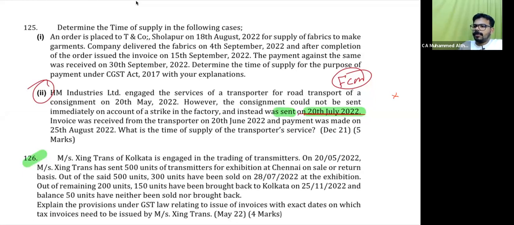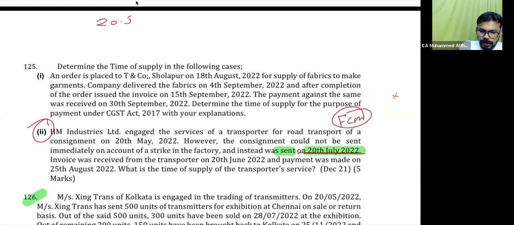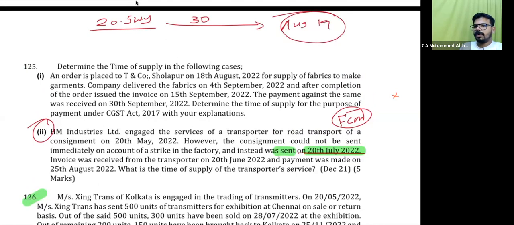So what would be the last date? 20th July is the date of provision, so add 30 days. In July we have 31 days, so 31 minus 20 is equal to 11 days. So balance 19 days. So August 19 is the last date. All of you got this? August 19 is the last date.